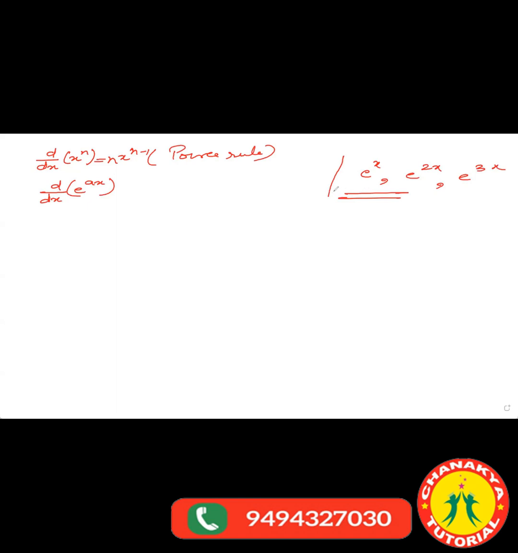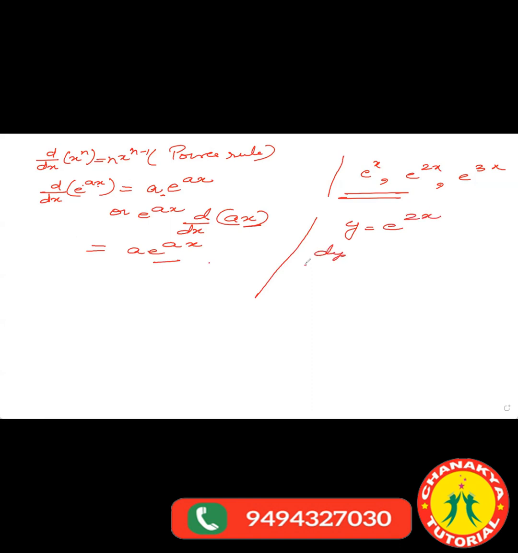Okay, beta? In its differentiation, the coefficient of x always comes forward in the numerator, so it will be a e to the power ax. Or, e to the power ax differentiation is as it is, into the differentiation of ax. So here differentiation of x will be 1, so it will be a e to the power ax. Got my point? Suppose you have e to the power 2x. What will be the differentiation? 2 will come forward, then e to the power 2x.